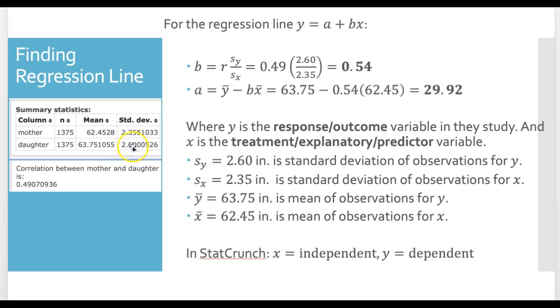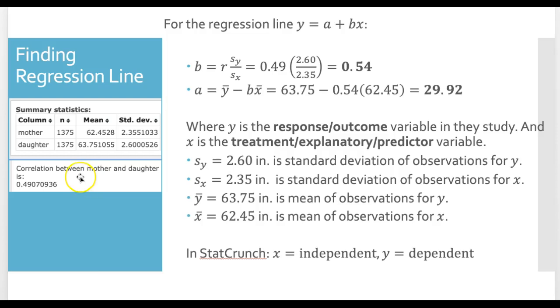Remember, the standard deviation is the typical or expected distance between any height and the mean, which should be about 2.3 inches, and the same for the mothers here. It's the distance of observations we should see from the mean, and that's fairly obvious from our data here.